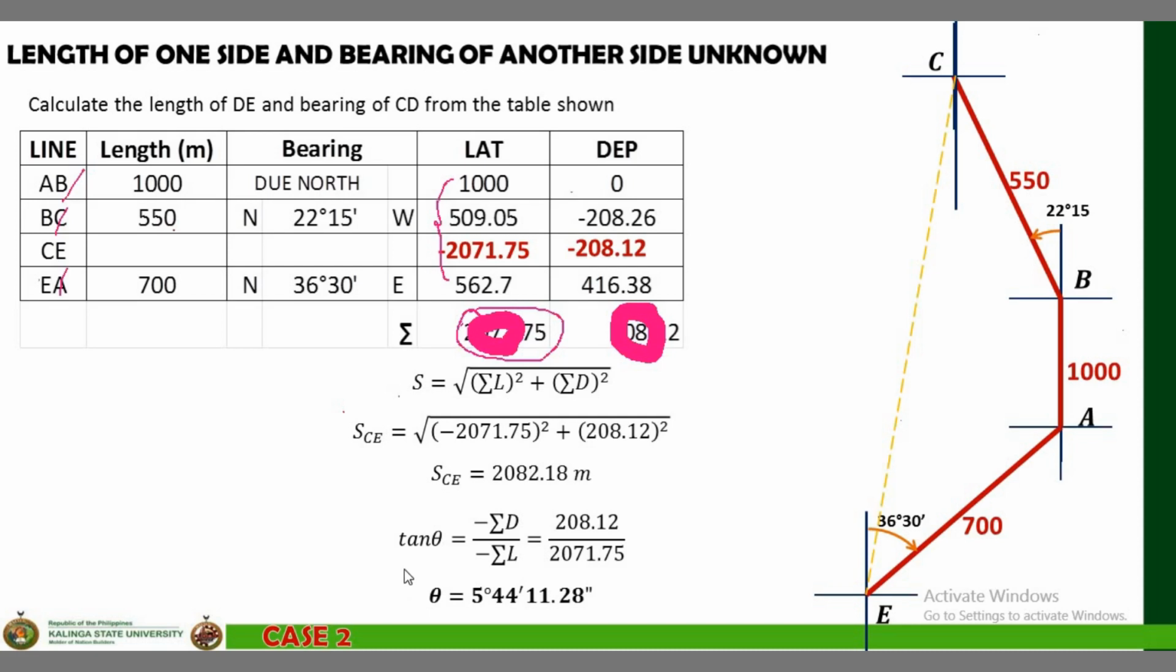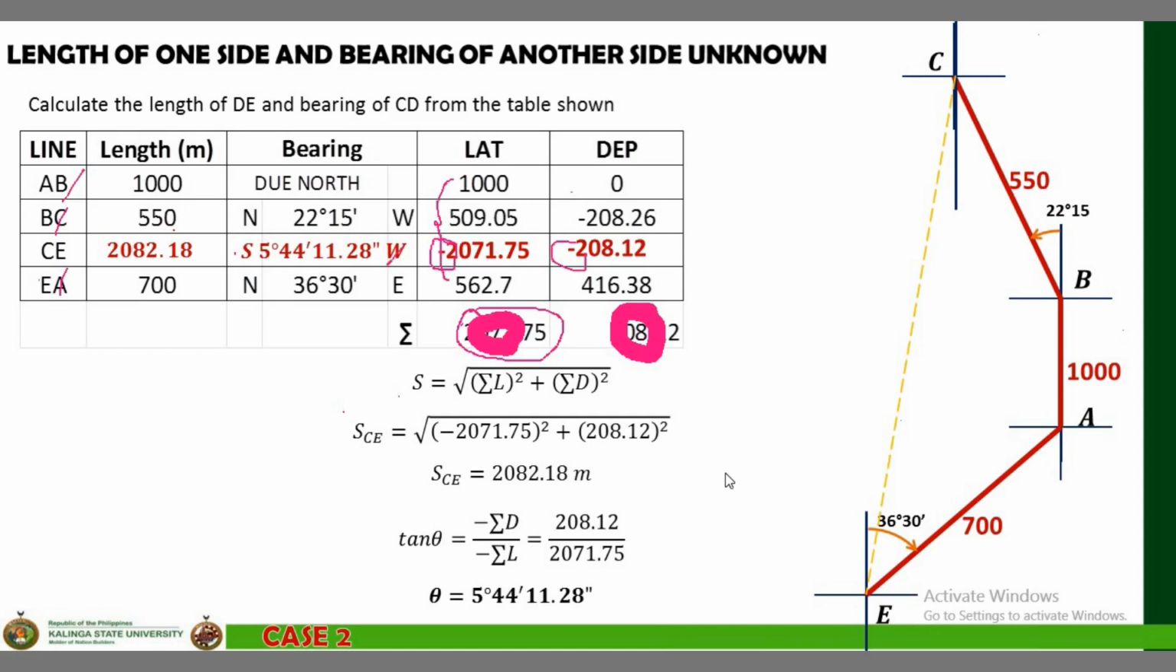That is its bearing. Now again, when we say bearing, we need the direction. So, how did I get the southwest? Take note, the latitude of CE is negative, therefore our line is in the south. The departure of CE is also negative, so our bearing is in the west. Okay?